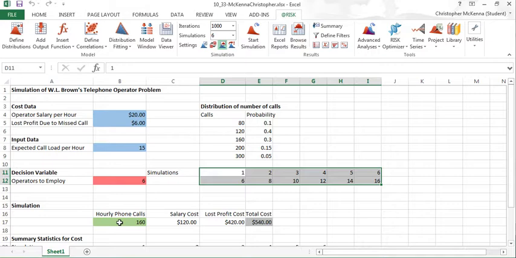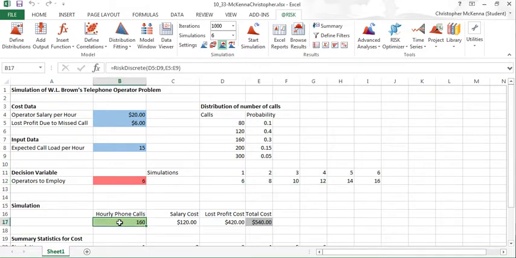And then for our simulation, we have these inputs. Our hourly phone calls is going to be our random number, and this is going to be determined from our discrete distribution table. So we're going to do a RiskDiscrete formula and input this distribution table here. And then we also need to account for the salary cost that is associated with the overall cost. And that's a simple equation where we are multiplying the number of operators we decide to employ by their hourly salary. And then finally we have the lost profit cost.